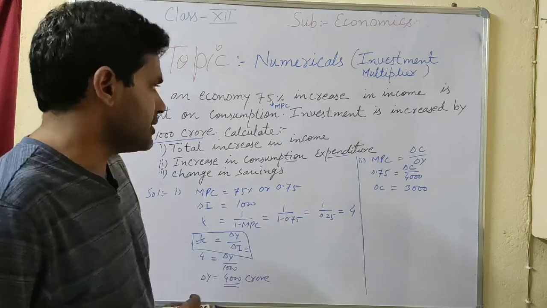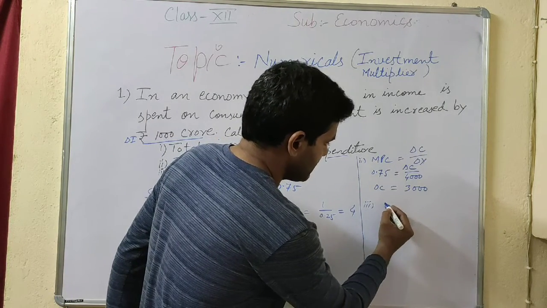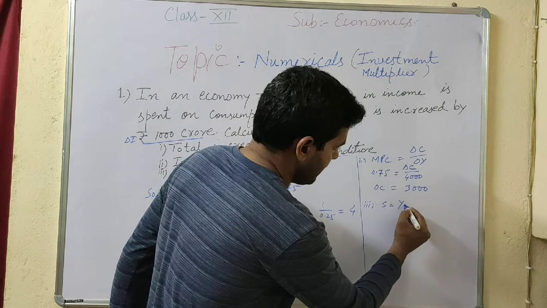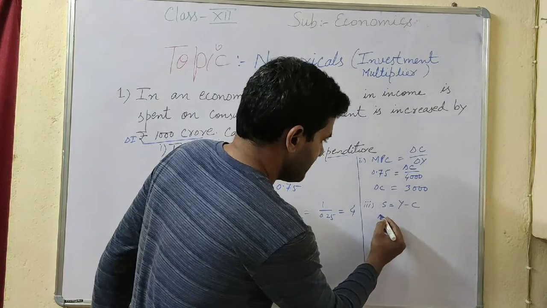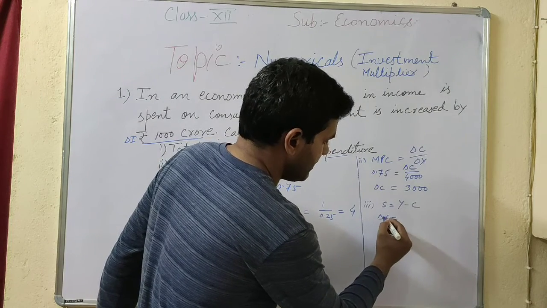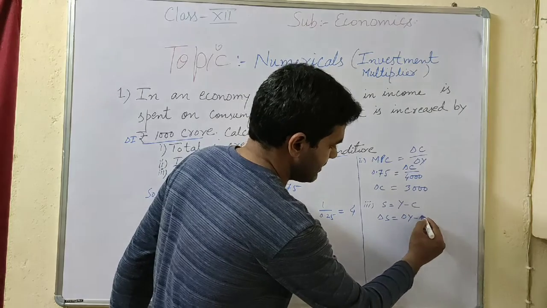This is the remaining one, change in savings. We know that S is equal to Y minus C. This we know. So delta S, or change in S, will be equal to delta Y minus delta C.